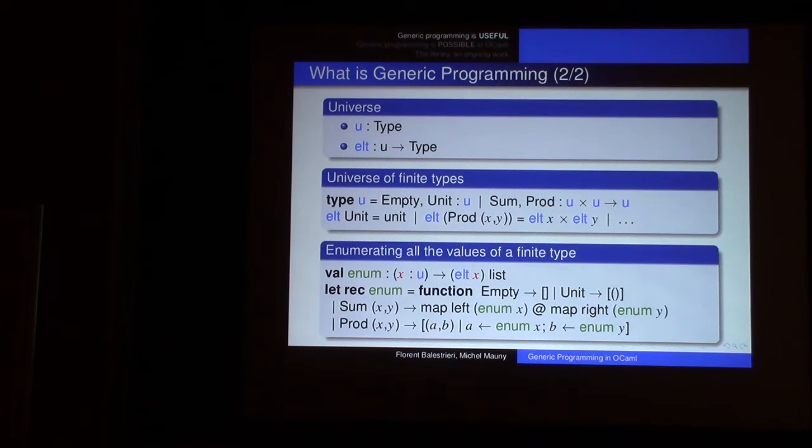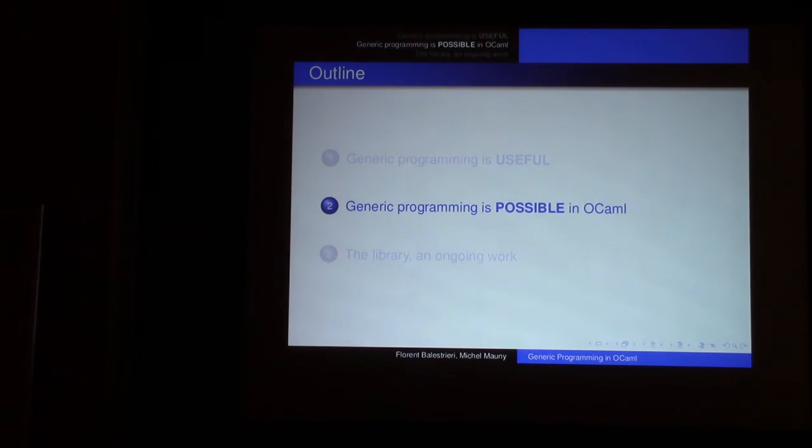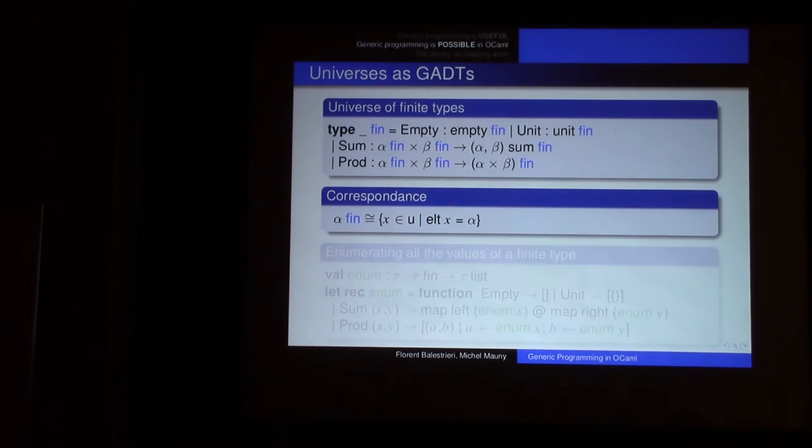Okay, now we don't have dependent types in OCaml, but recently GADTs have been introduced. So fortunately there is an encoding of the universe using GADTs. So you see the correspondence is that a GADT fin indexed by alpha corresponds to the subset of U for which the element function is equal to alpha.